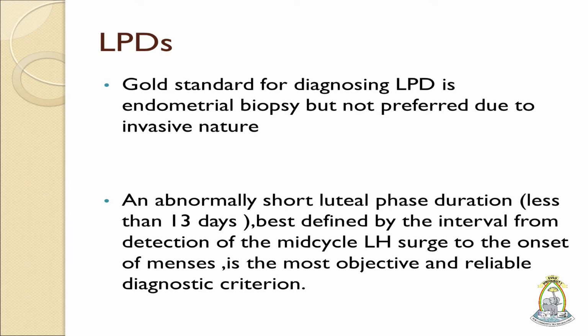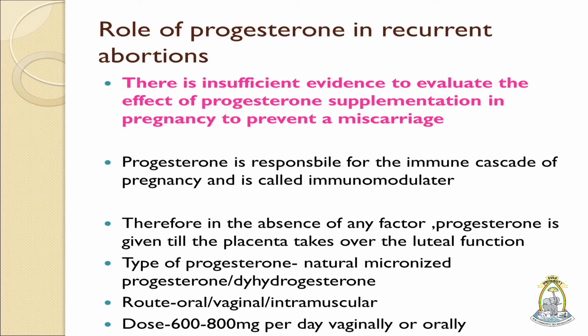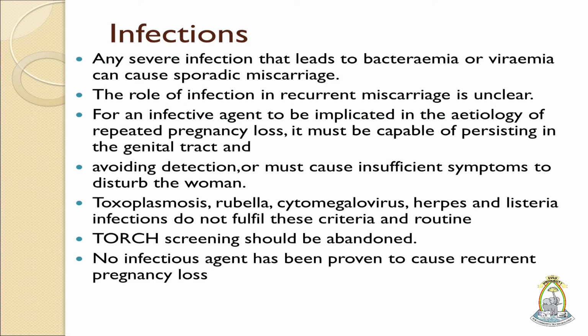Of course, how do you make a diagnosis of luteal phase defects? The gold standard is to do an endometrial biopsy, but this is not preferred because it is invasive in nature. The other thing is that if someone has a very short luteal phase, normally the luteal phase is supposed to be 14 days, but if it is shorter than 13 days, then they have luteal phase insufficiency. You may also consider doing a day 21 progesterone, which will tell you that probably you have a luteal phase deficiency. In most cases, we try to give progesterone to protect. We call this luteal support. Luteal support is normally given with progesterone, and a dose of 600 to 800 milligrams daily is considered adequate. The commonest progesterone in our market is Prosta, which is a natural progesterone.